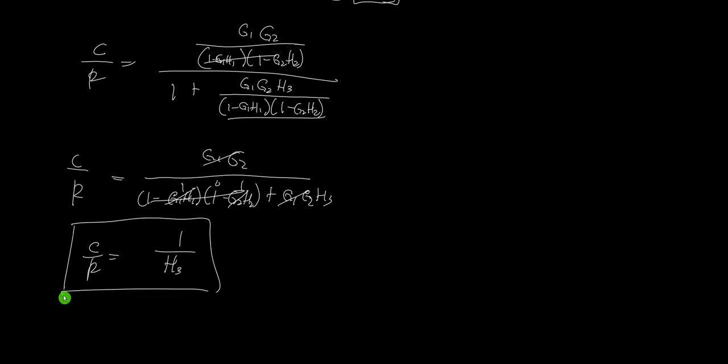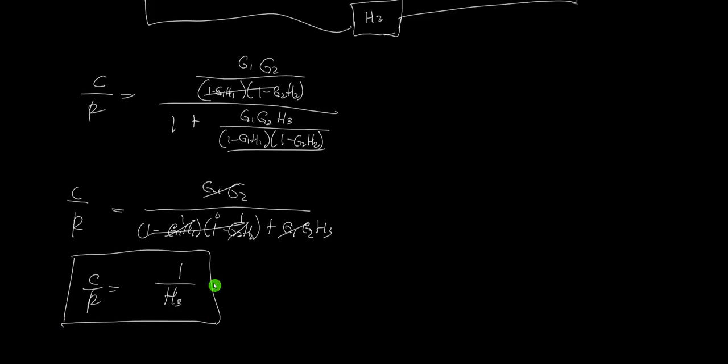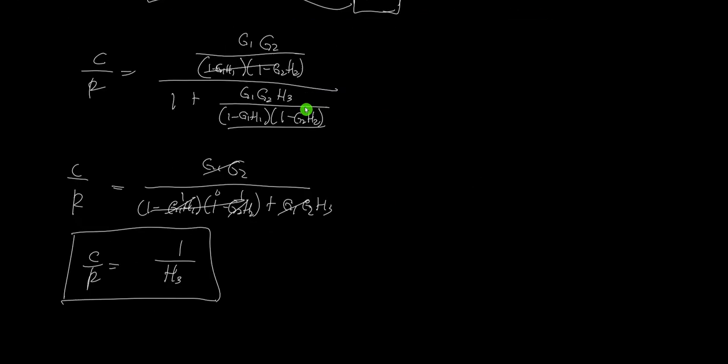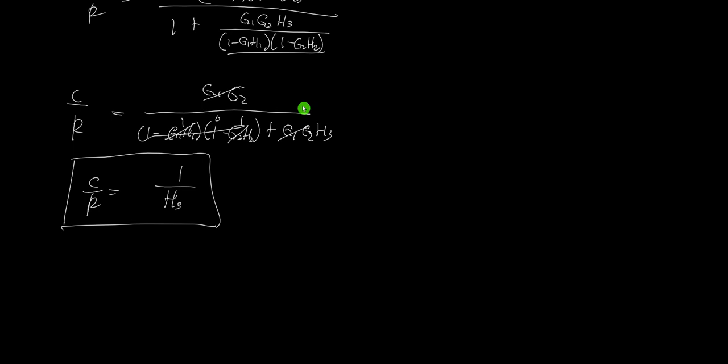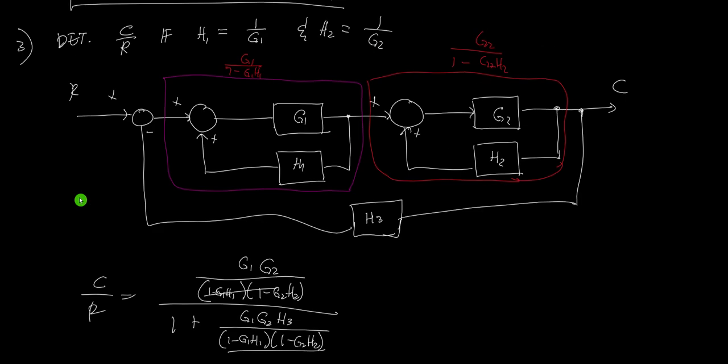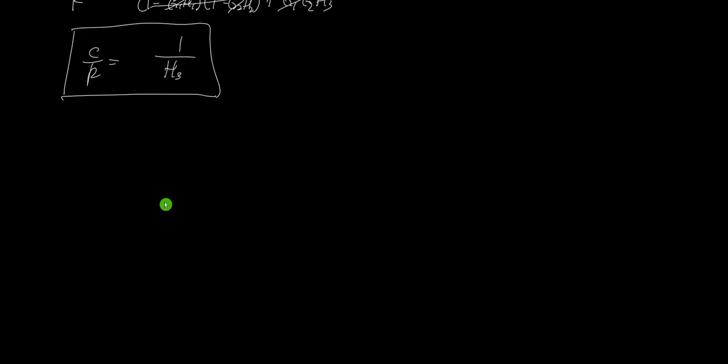So the transfer function of the whole system depends on the feedback of the system, as long as H1 is equal to 1 over G1 and H2 is equal to 1 over G2. So that's example number 3. That's still an easy example. Now let's take a difficult example, number 4.